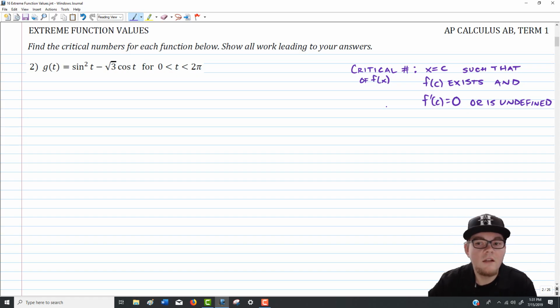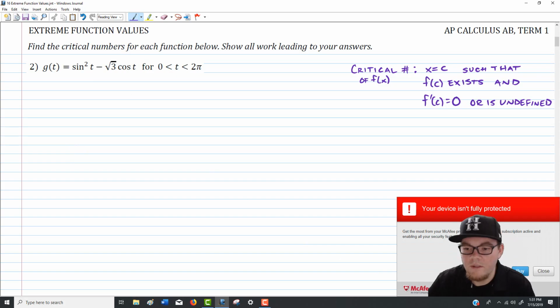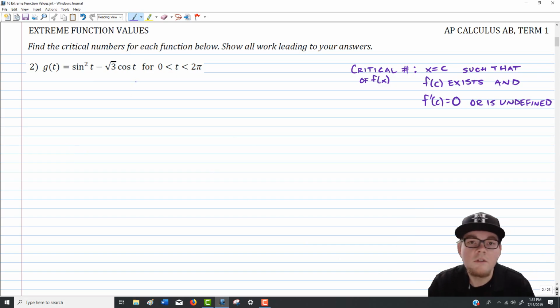So to start off here, let's take a look at what we've got. Sine squared t minus root 3 cosine of t. By the way, a nice point to point out is that sine and cosine functions are perfectly continuous, so are any algebraic combination of the functions. So this is definitely going to be a continuous function, so we don't have to worry about any non-existent values. And I will also note that we are being asked to find the values on the interval from 0 to 2 pi. So we're just focusing on one revolution around the unit circle.